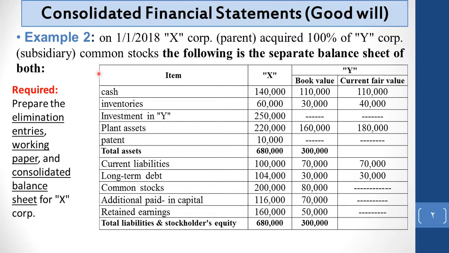Here is example 2, the case of positive goodwill. On 1st of January 2018, X Corporation, which is the parent company, acquired 100% of Y Corporation, which is the subsidiary. You are given the balance sheet for both X and Y company. You have the book value and the current value. The given is almost the same as example number 1. You are required to prepare the elimination entries, the working paper, and finally the consolidated balance sheet for X.